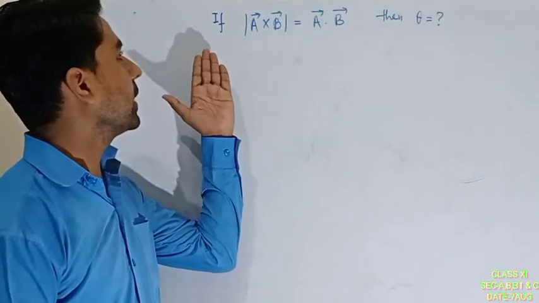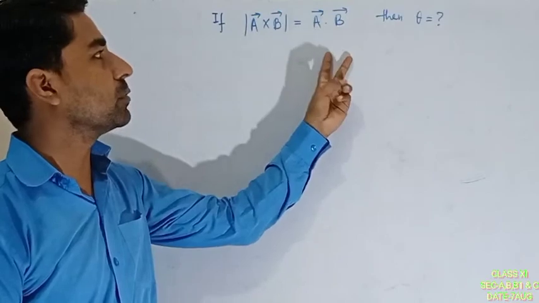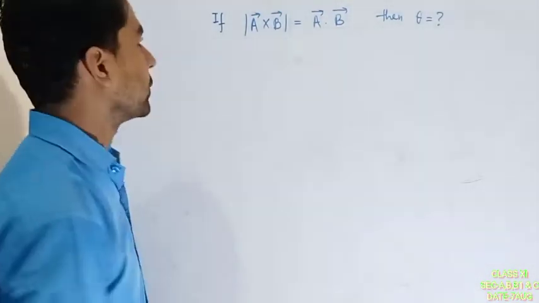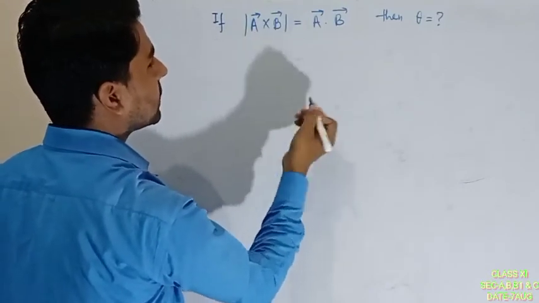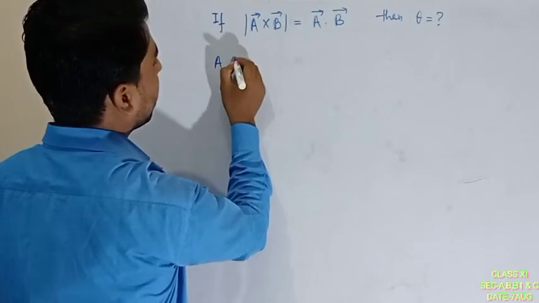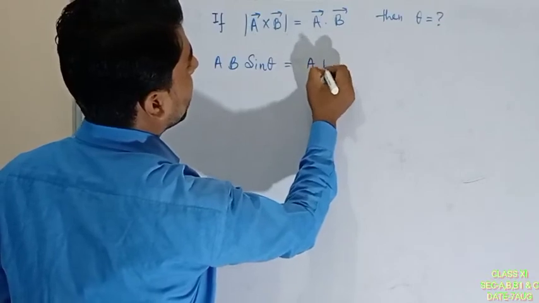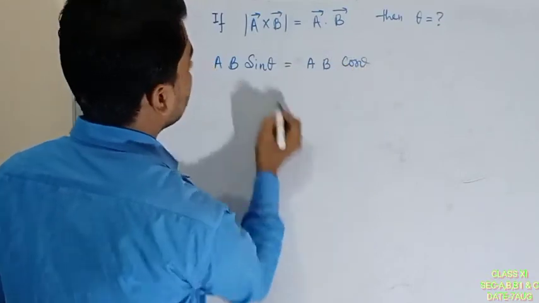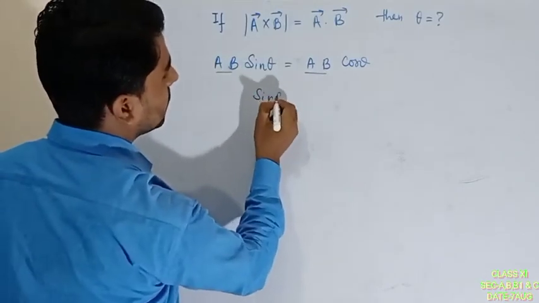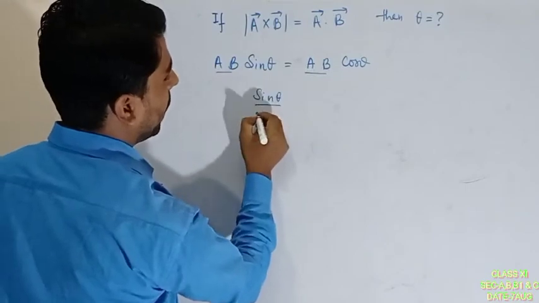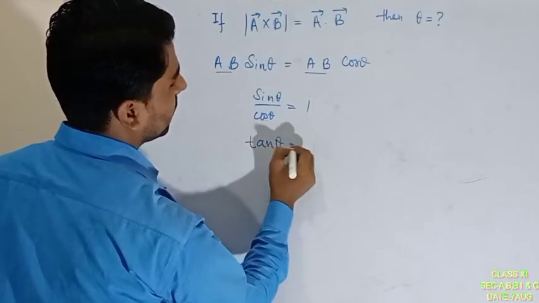One more question I have taken: if the magnitude of the cross product of two vectors is equal to the dot product of two vectors, then find the angle between them. So right here A cross B is A into B sin theta, and A dot B is AB cos theta. The magnitudes will be cancelled. So remaining sin theta upon cos theta is equal to 1, meaning tan theta is equal to 1.